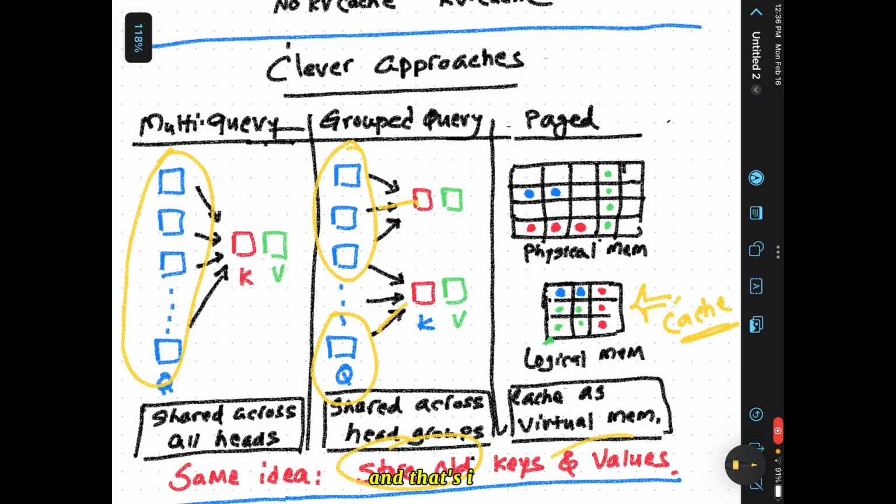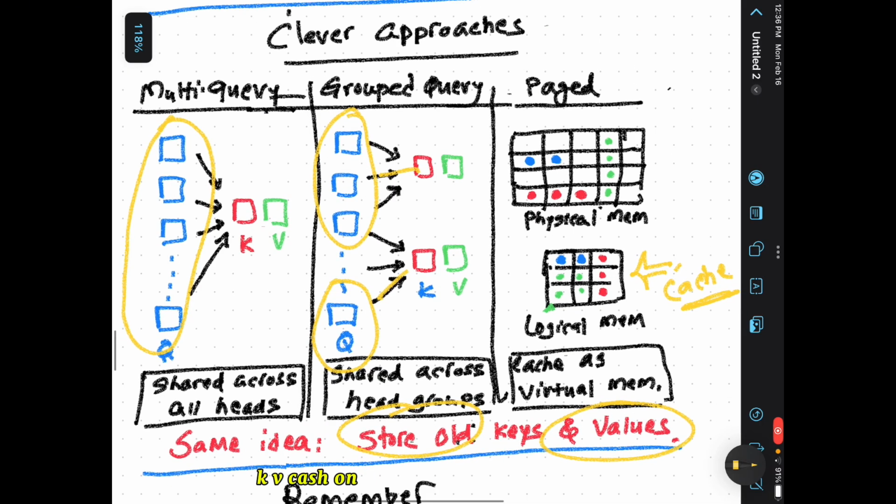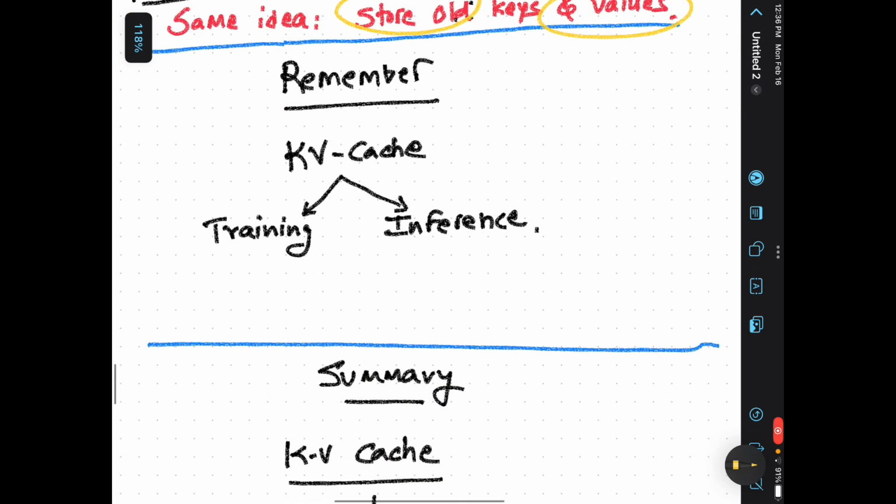And that's it. KV cache only works during inference. During training, we process the full sequence in parallel, so caching doesn't help there. This is purely an inference optimization.